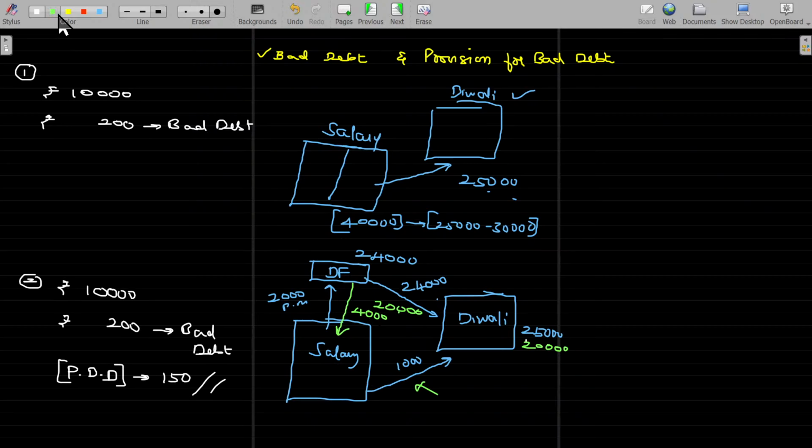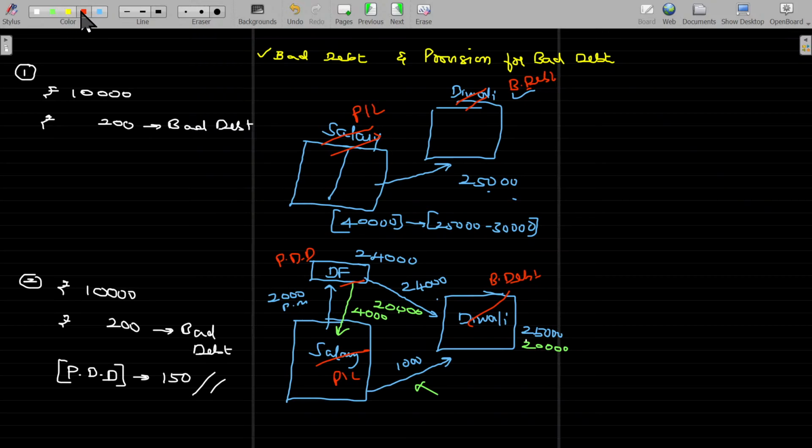You now equate the salary account as equivalent to the profit and loss account. Diwali spending is equated with the bad debt. Bad debt. Very simple, right? This is bad debt. This is nothing but the P&L account. What about this one? Provision for doubtful debts. Very simple. Now you understood.